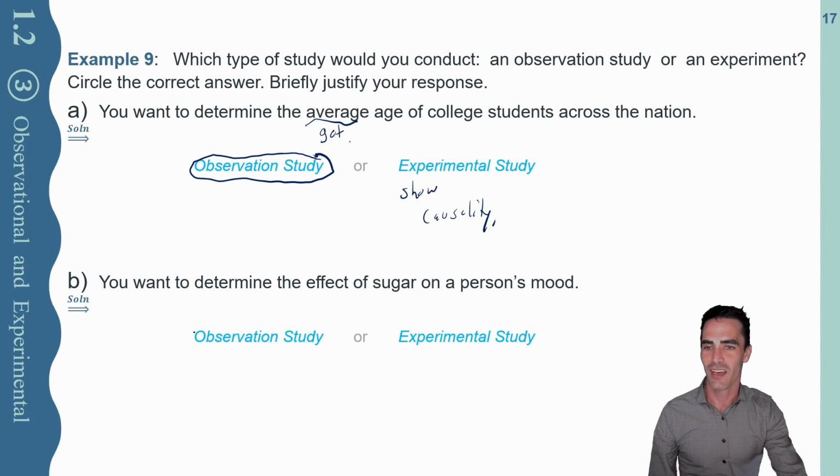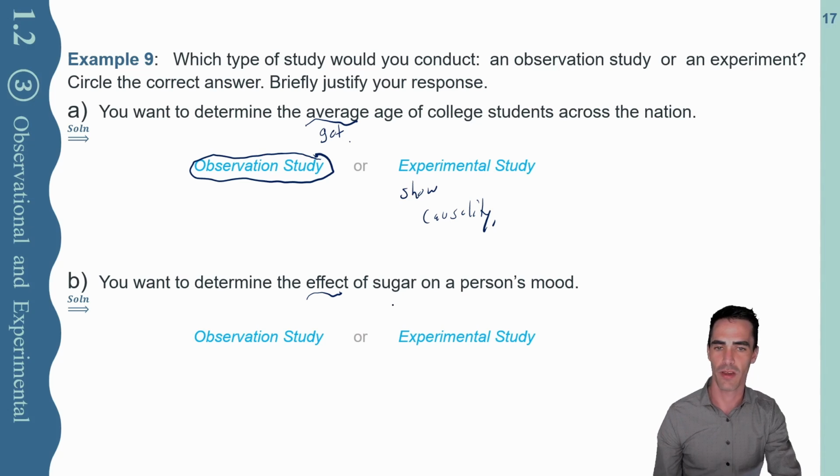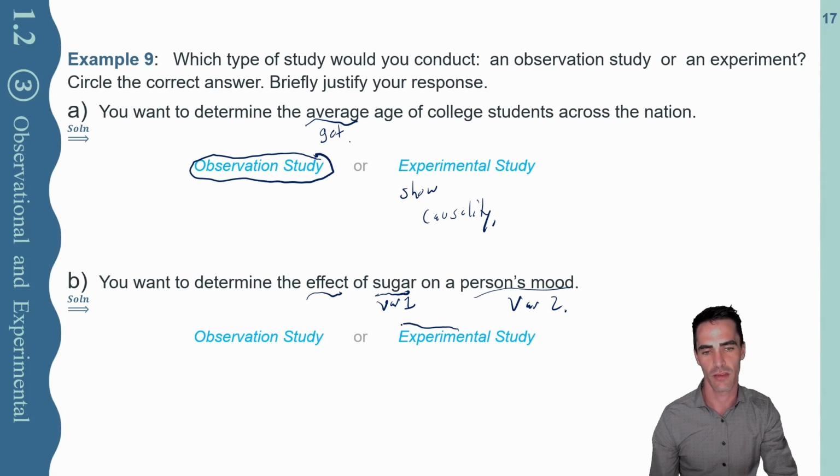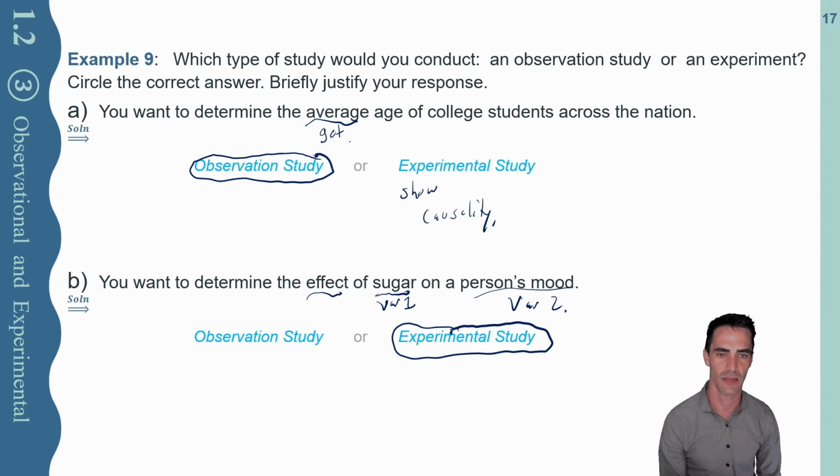Next one. You want to determine the effect of sugar on a person's mood. Effect. Okay, there's some kind of causality at play. In fact, there's two different variables. I have sugar as variable one, and then I have a person's mood, that's variable two. So if I'm trying to show some kind of causality, I have two variables. That's going to require an experimental design.